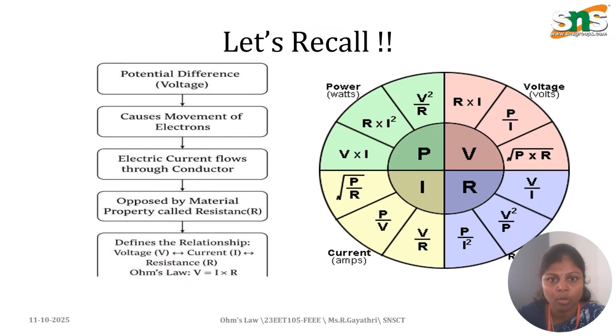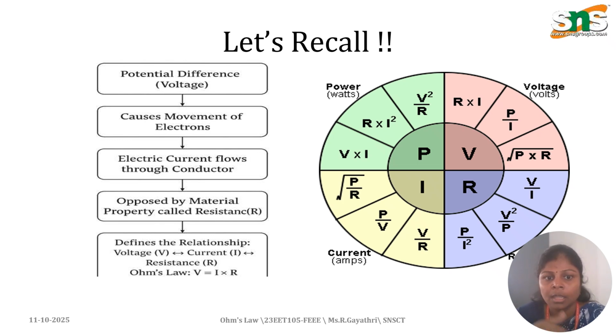Before discussing Ohm's law, let's recall some electrical parameters: voltage and current, as well as power and energy. Potential difference, also called voltage, causes free electrons to move from one end to another, which causes electrical current to flow through the conductor or in the closed loop. The flow of current in the conductor is opposed by a material property called resistance.